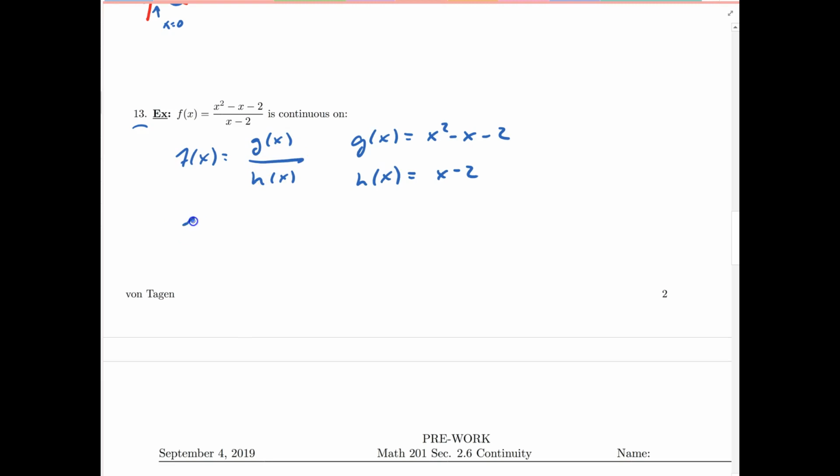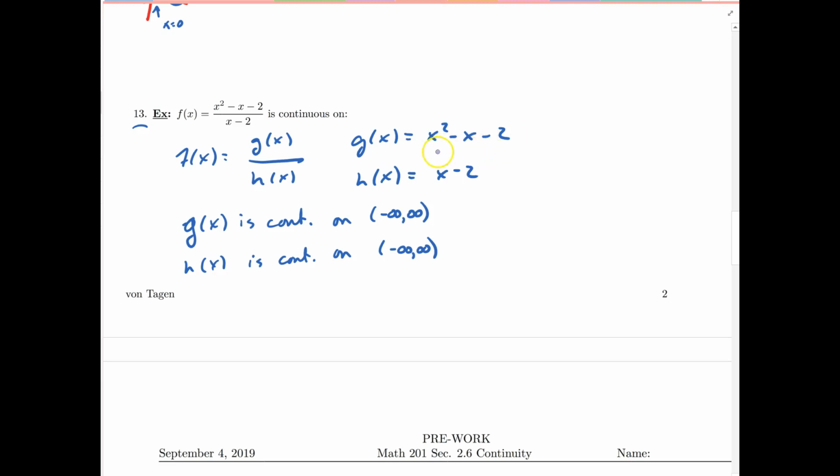So notice that g of x is continuous where? Well, it's continuous on minus infinity to infinity. It's a continuous function. It's continuous everywhere. Same thing with h of x. So it's continuous on minus infinity to infinity. And why is that? Well, we're sort of cheating a little bit. We haven't actually said why these two functions are continuous.